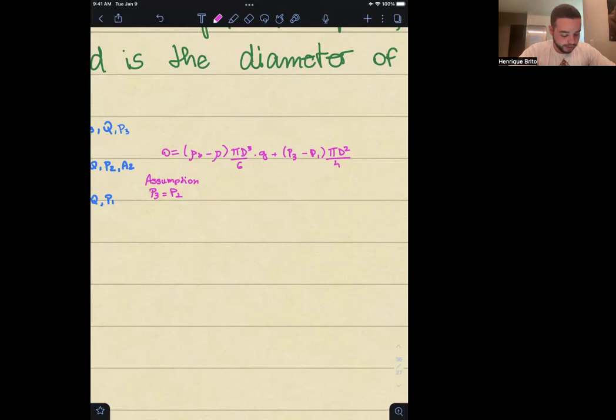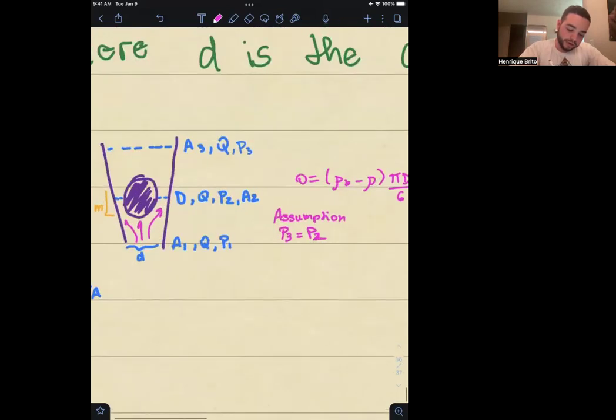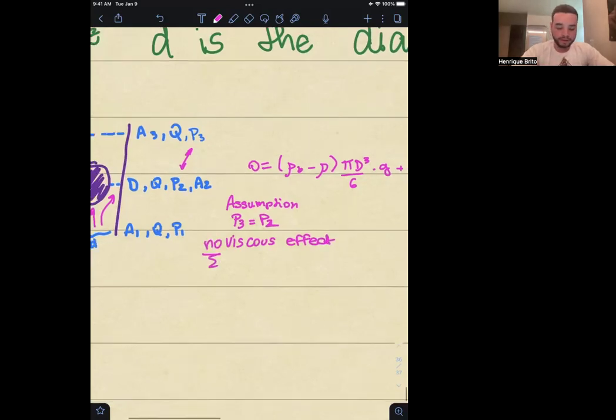All right, so following on, wait, sorry, this is actually P2. So this pressure and this pressure are the same. Apart from that, we're going to say there is no viscous effect. It's written like this: no viscous effect, so we are going to be ignoring this.